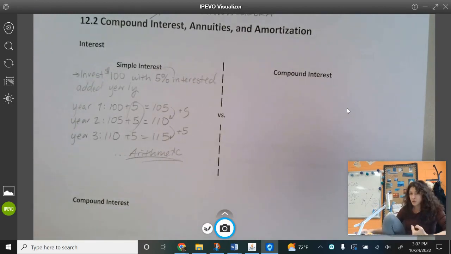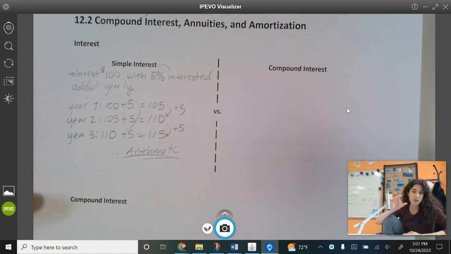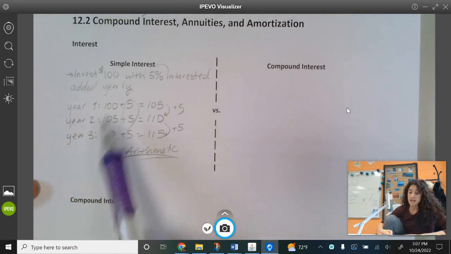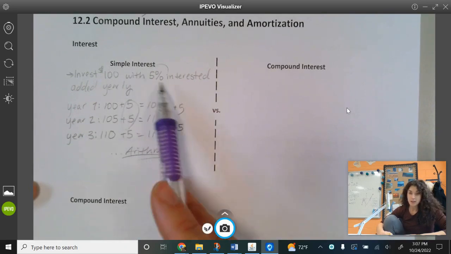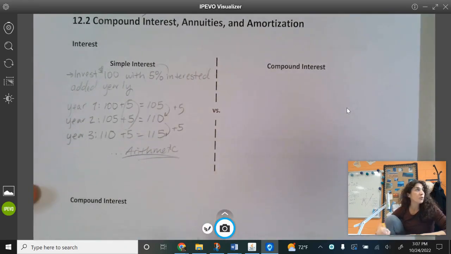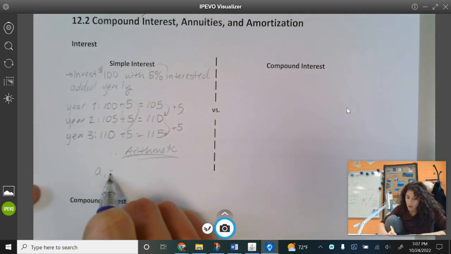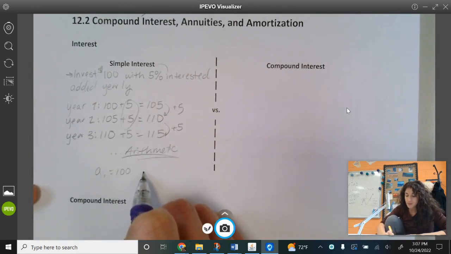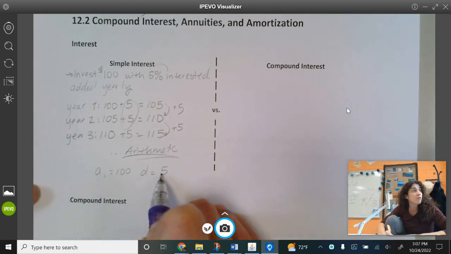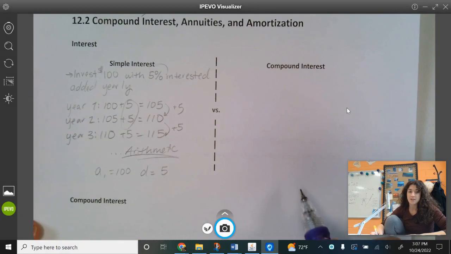You can see that simple interest would be more beneficial if you have a large initial investment. If you just want to put a super large initial investment in something and just keep it there for a long time, an arithmetic sequence or simple interest might be a better option for you. Where your a sub 1 would be 100, your common difference would be 5, and all of that.